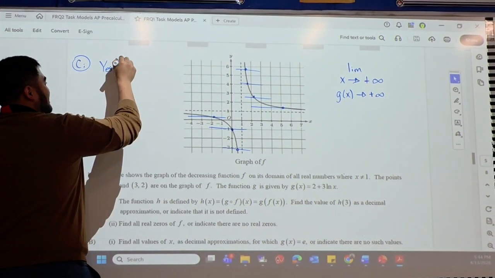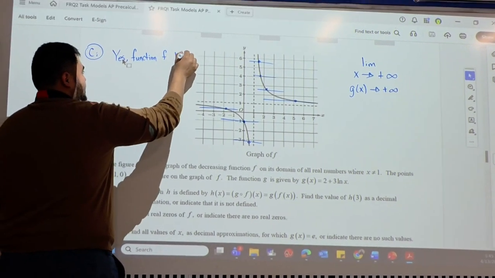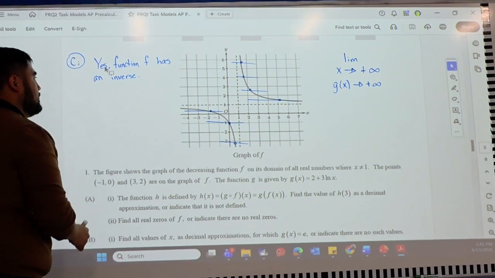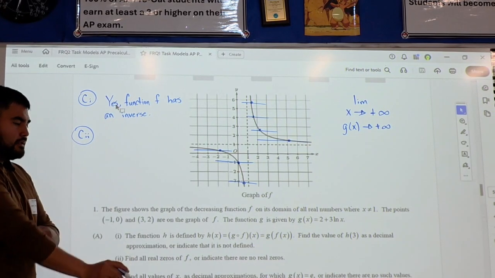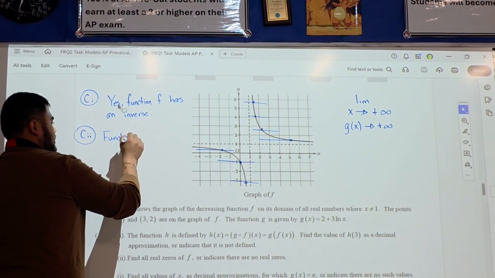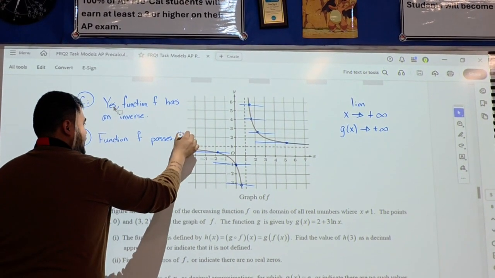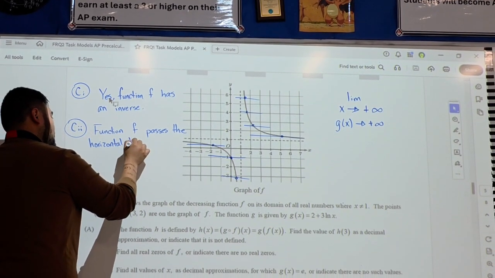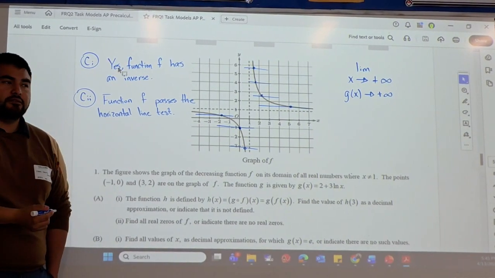So, yes, function f has an inverse. Alright? So, explain yourself. Always explain yourself. Why is this possible? You can say function f passes the horizontal line test, but that's not good enough.